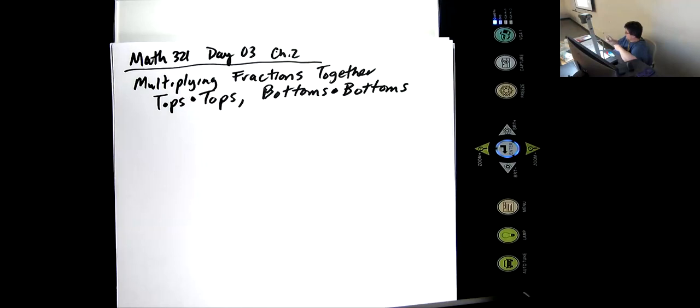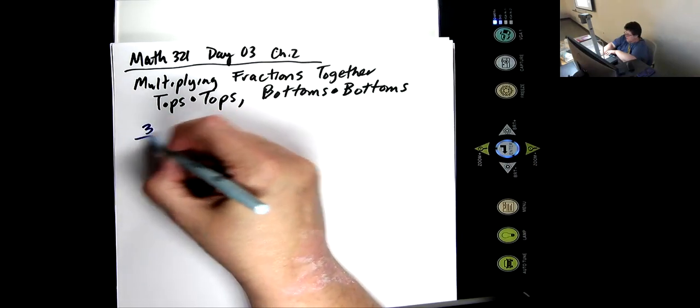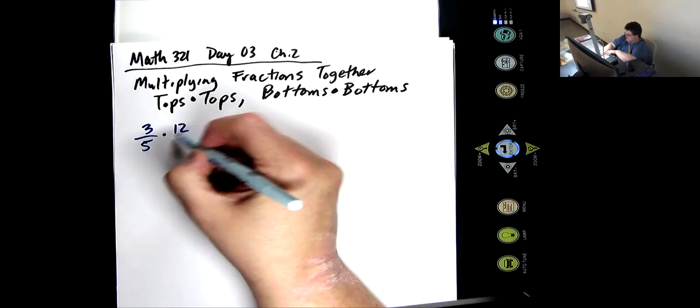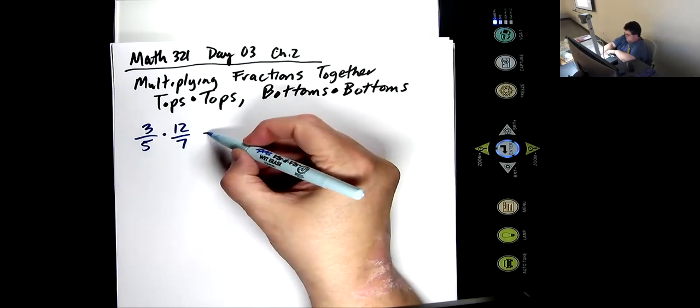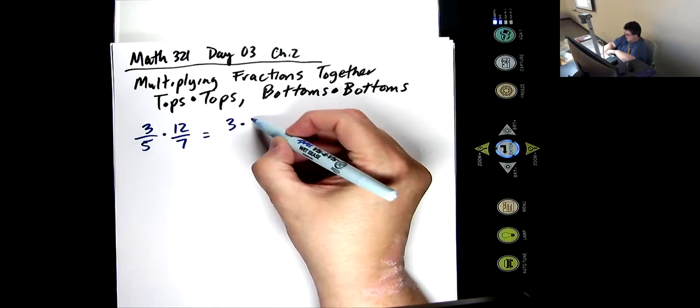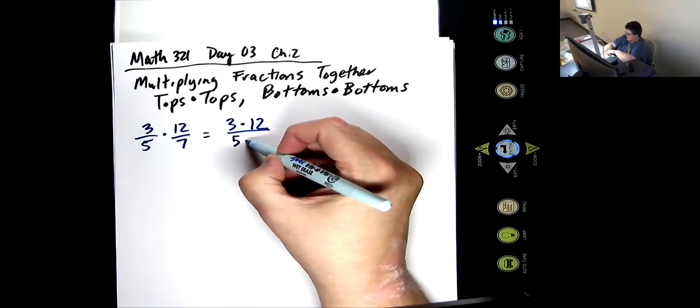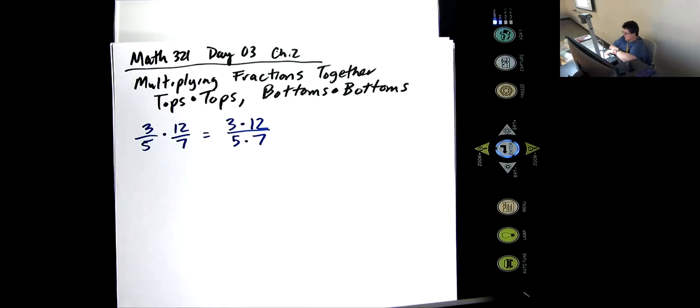So let's just give an example. Three over 5 times 12 over 7. This means the tops multiply together and the bottoms multiply together. That's what I mean by tops times tops and bottoms times bottoms.